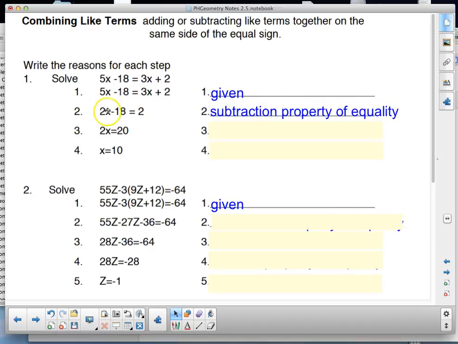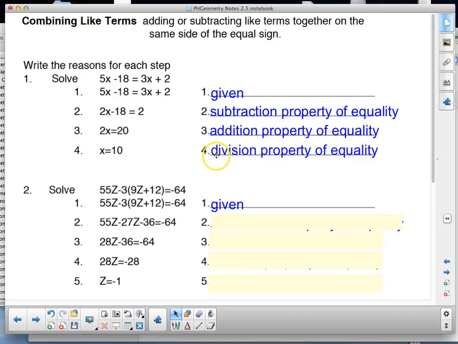And to go from step 2 to step 3, it looks like I took my 18 and added it to both sides, so I added 18 to come up with 2x equals 20, so addition property of equality. My last step, I'm dividing by 2. Notice I'm not showing the work, I'm just showing the result. So I'm dividing by 2 and x is equal to 10, so division property of equality.